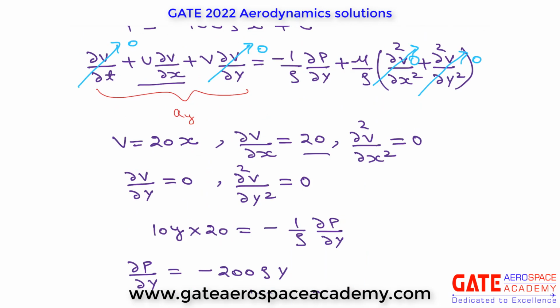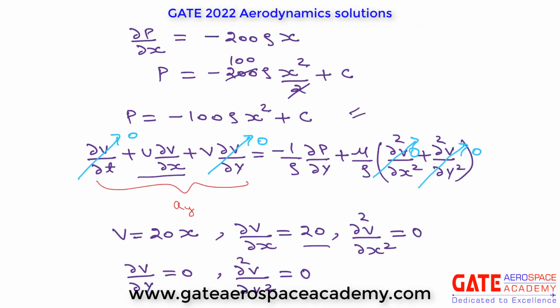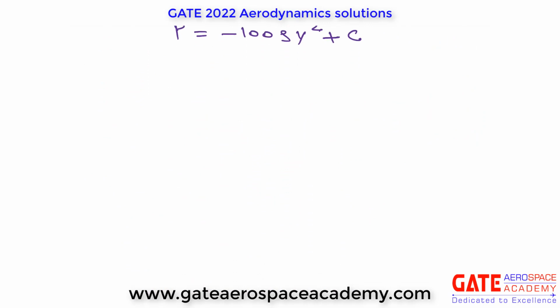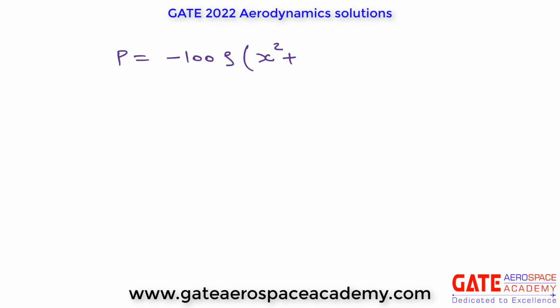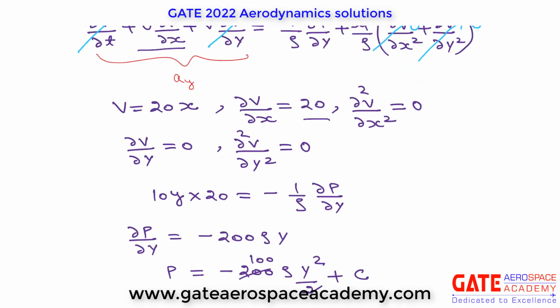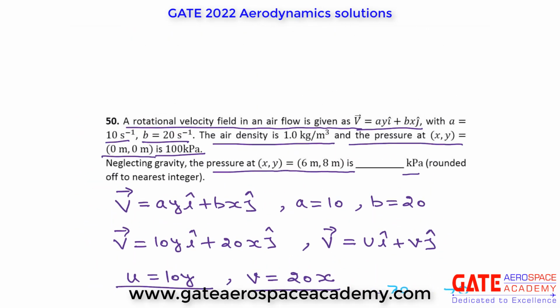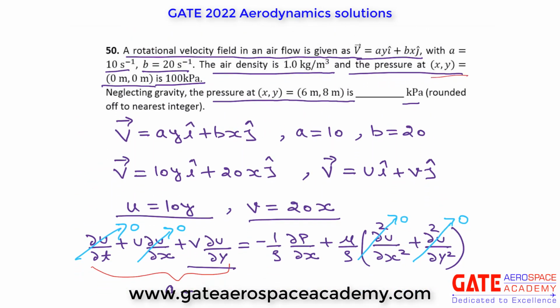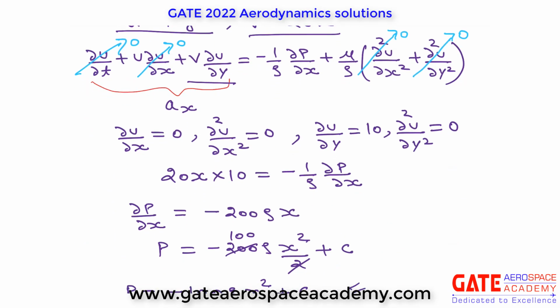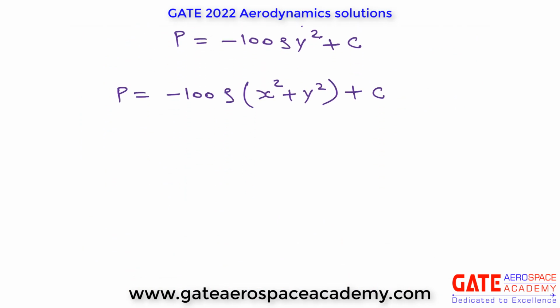So this is in y, and in x we already got. Let's add that. So p is equal to minus 100 rho x square plus y square plus another constant c, right? Now here we need the boundary condition. That's why they have given this condition, that pressure at x comma y 0 meter comma 0 meter is 100 kPa. Now this boundary condition is needed.